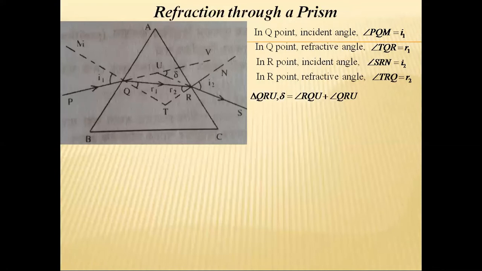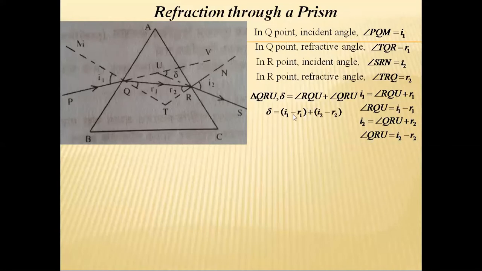So phi is equal to angle RQU plus angle QRU. We know that opposite angles must be the same, so I1 is equal to angle RQU plus R1. So RQU is equal to I1 minus R1. In the same way, I2 is equal to angle QRU plus R2, then QRU is equal to I2 minus R2. Now we put the values in the main equation. So phi is equal to I1 minus R1 plus I2 minus R2.